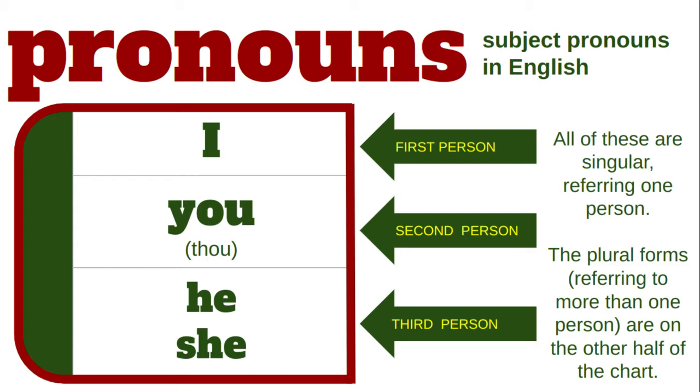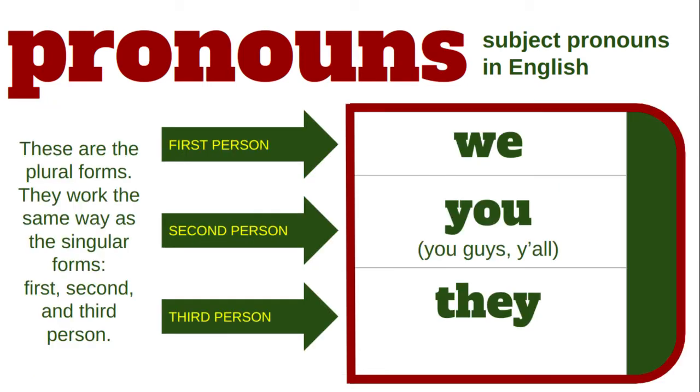All of the pronouns that we've looked at so far are singular, referring to just one person. I, you, he, and she. If I want to talk about more than one person, I use the other half of the chart where it has the plural forms. It still has those same three types of pronouns. First person, second person, and third person. We is the first person plural form. So I use I if I'm talking about only myself, but I use we if I'm talking about myself together with other people. In both cases, I'm talking about myself, so it's first person.